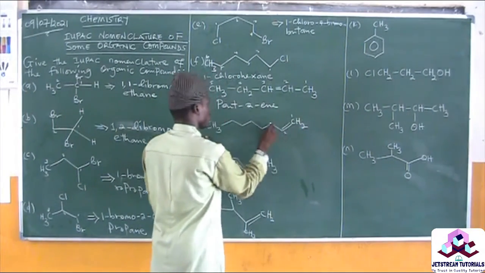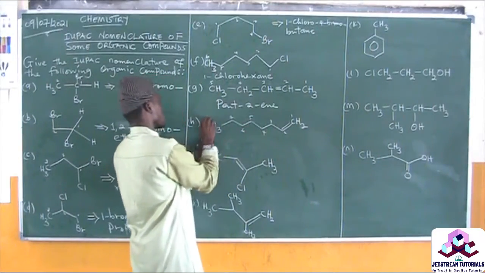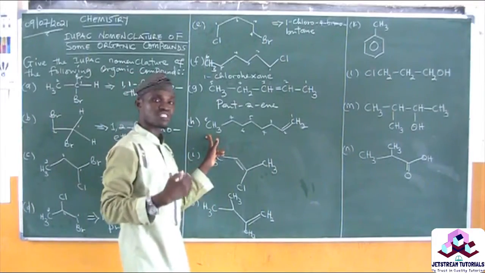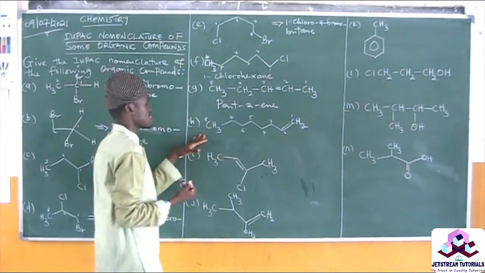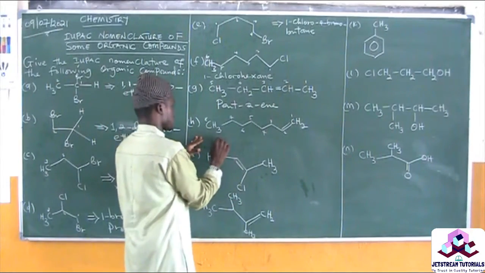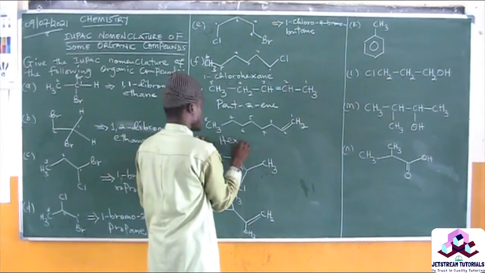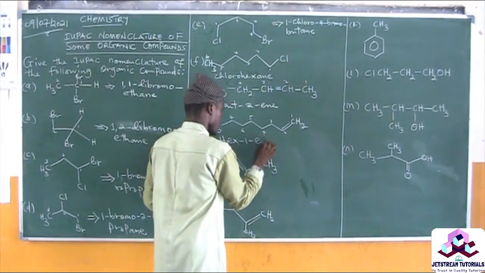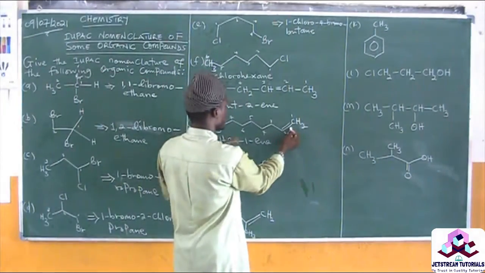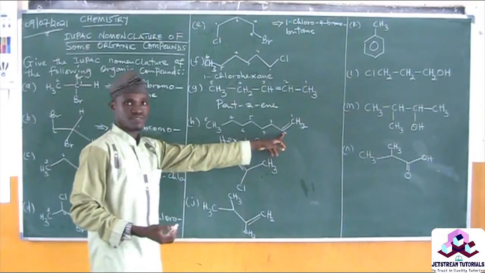This is 1, 2, we got 3, we got 4, we got 5, we got 6, we got 7, we got 8. So in this case, we are still dealing with an unsaturated hydrocarbon. In this case, an alkene, precisely. So we have hex, okay, hex-1-ene, since the double bond is between carbon what? 1 and carbon 2. Is that understood?